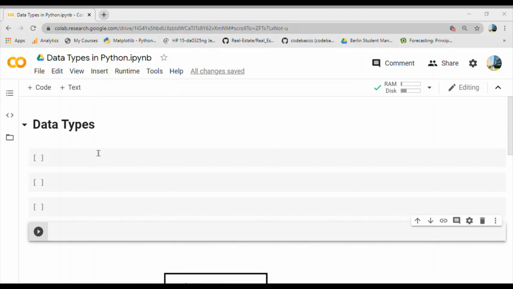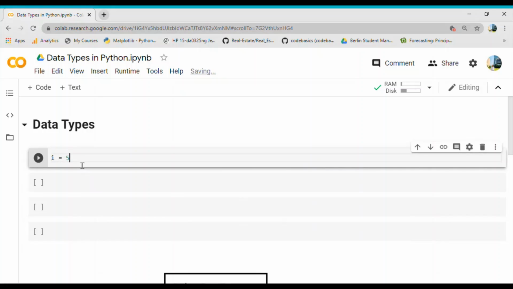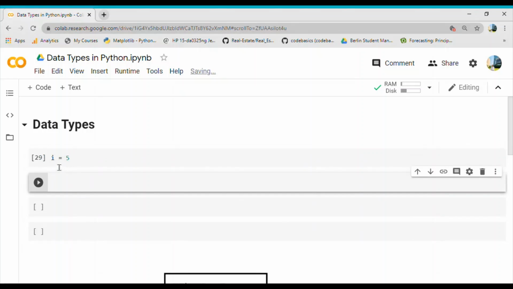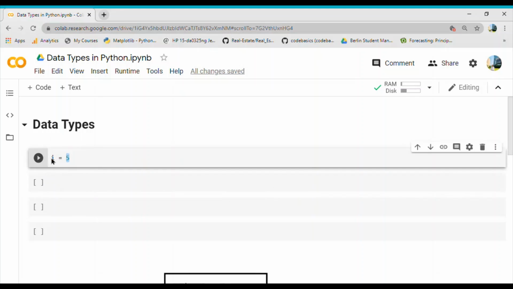So what does it mean? Let's check. If I say i equals 5, that means that i is of integer type, because I am assigning a whole number 5 to i. If I hover the mouse over it, I can check that i is a variable of class integer.